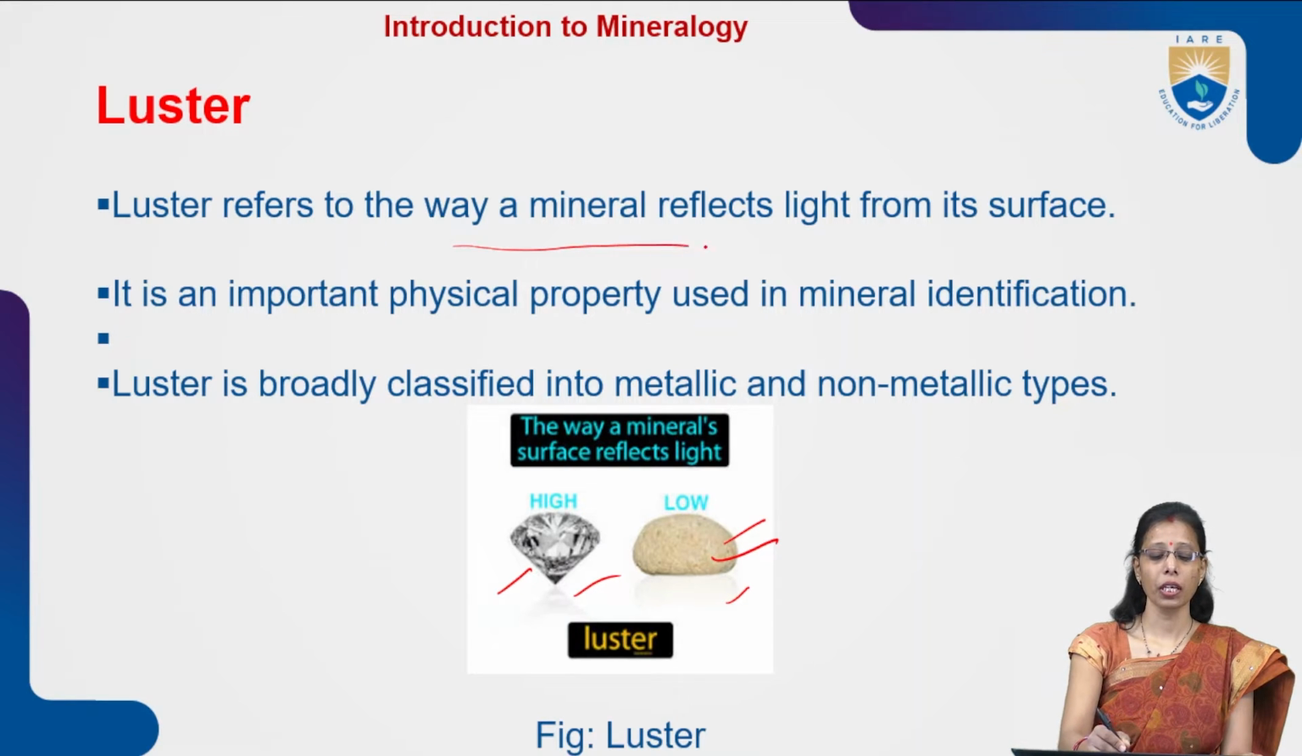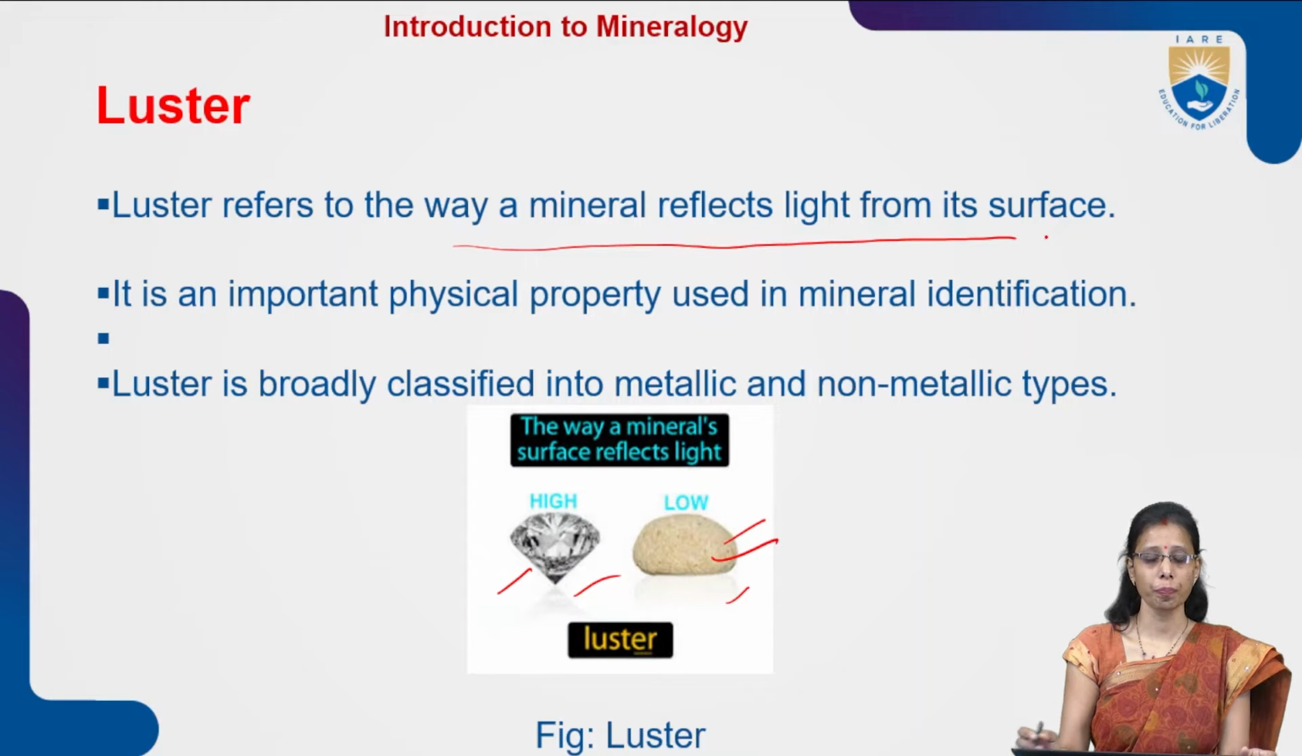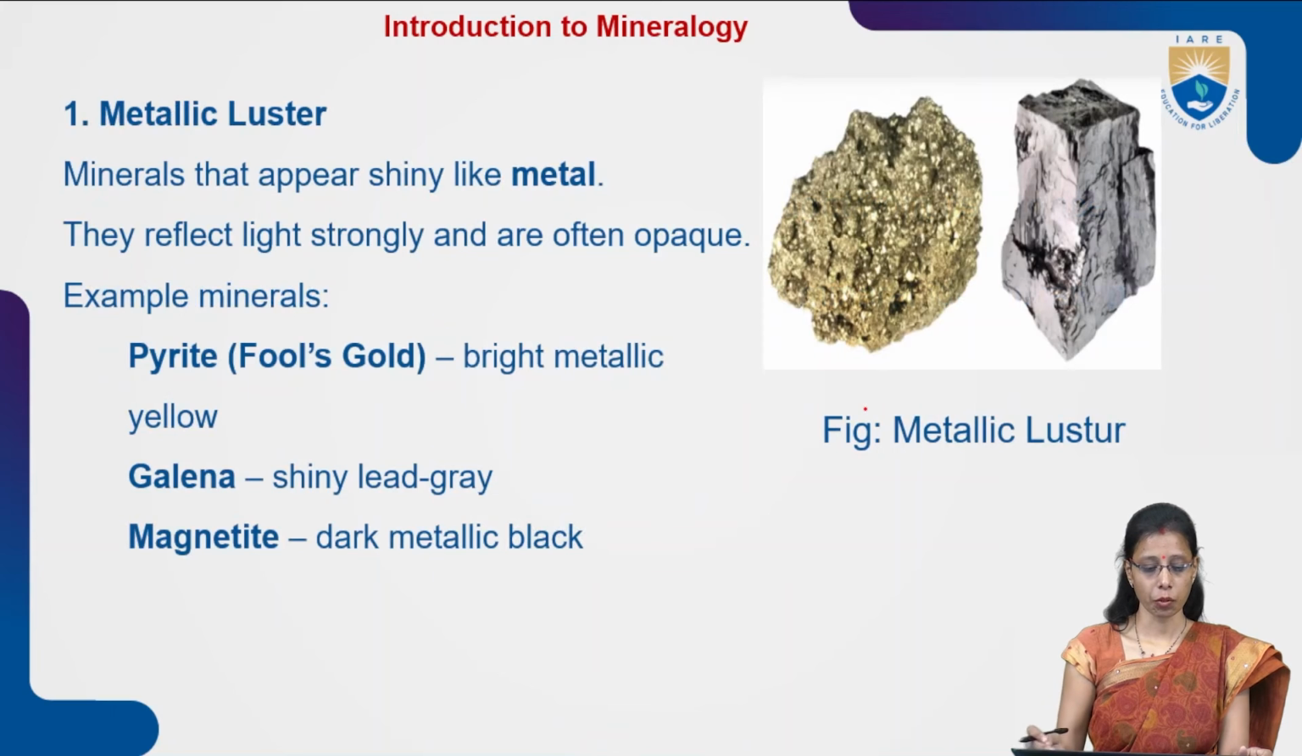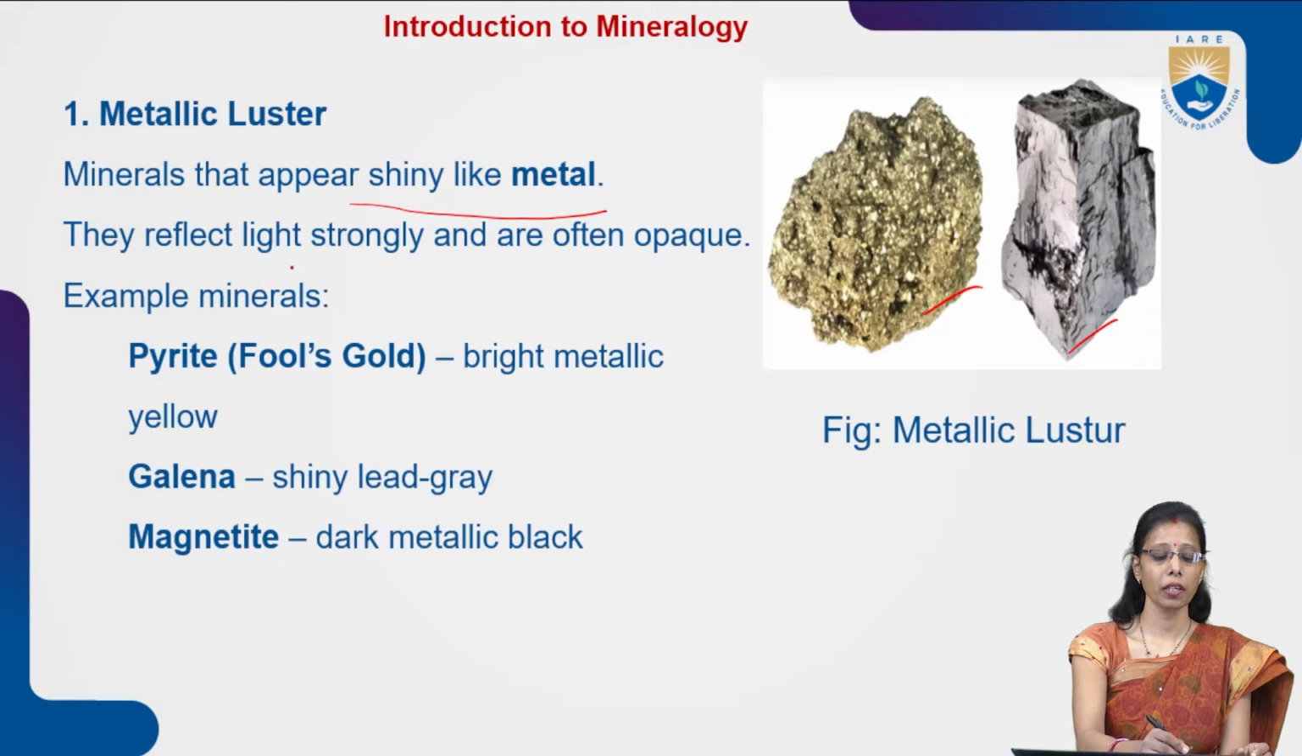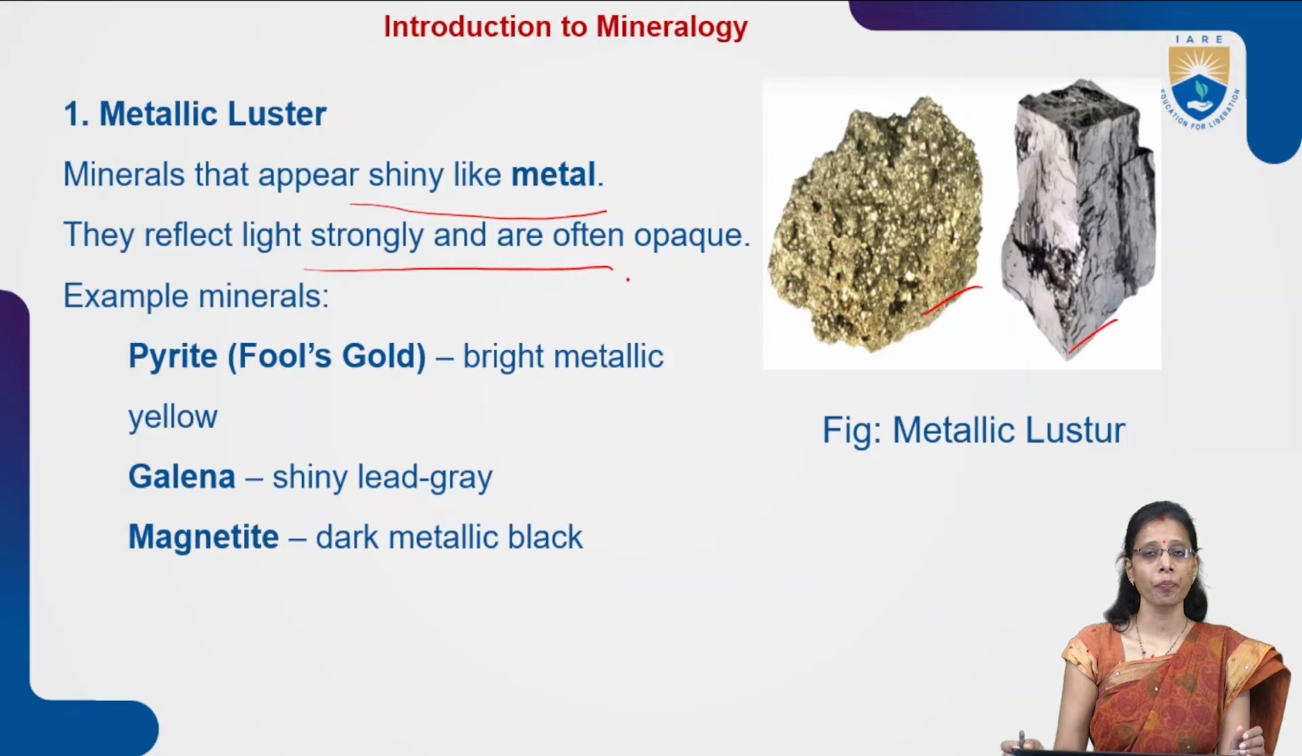Luster refers to the way a mineral reflects light from its structure. It is an important physical property used in mineral identification. Luster is broadly classified into metallic and non-metallic types. Metallic means it looks like a metal, so the shine of the mineral will be like a metal. Here you can see these two examples which look like a metal. Metallic luster minerals appear shiny like a metal. They reflect light strongly and are often opaque. An example of such a mineral is pyrite. Pyrite is one of the best examples of a bright metallic yellow which looks like gold, and we call it fool's gold.